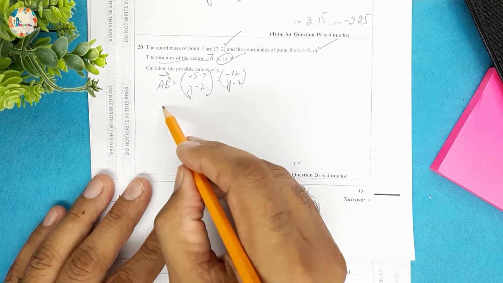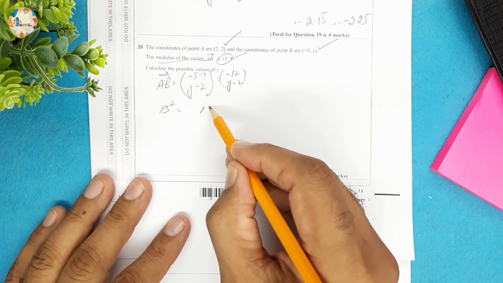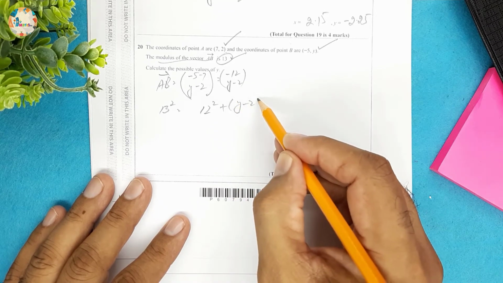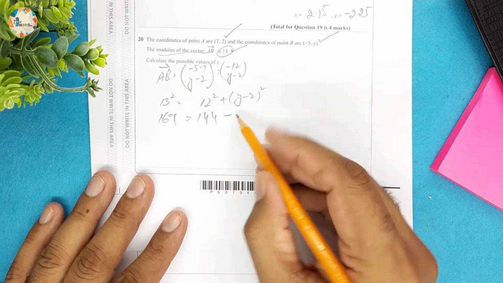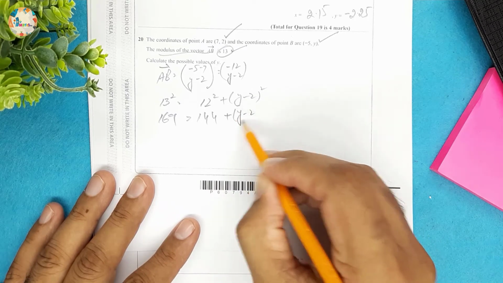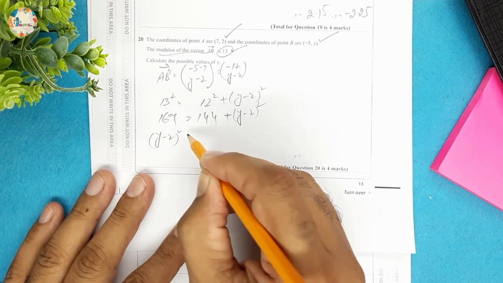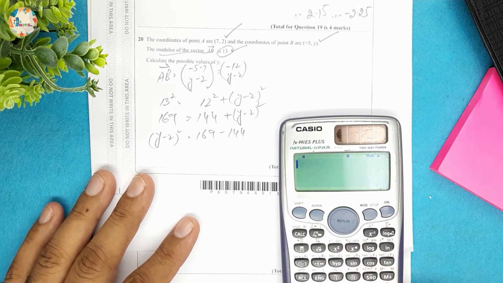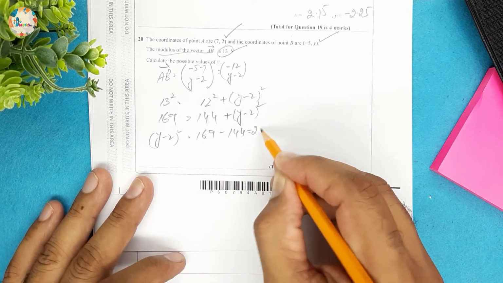We know this modulus is 13. So modulus 13 squared will be equal to x value squared, which is 12 squared, plus y minus 2 whole squared. So this will be basically the equation. So this will be 169 is equal to 144 plus y minus 2 squared, and this implies y minus 2 squared is equal to 169 minus 144. So 169 minus 144 will be equal to 25.